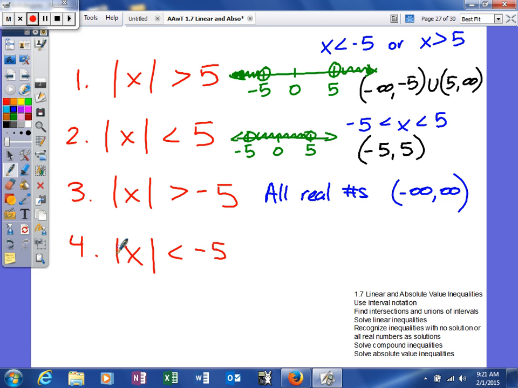Now this one, again, we're looking for a distance to be less than a negative 5. Well, there's no way. Distance has to be positive. So there's no way a distance could be less than a negative. So therefore this answer would be no solution, which you could put something like that as your answer.